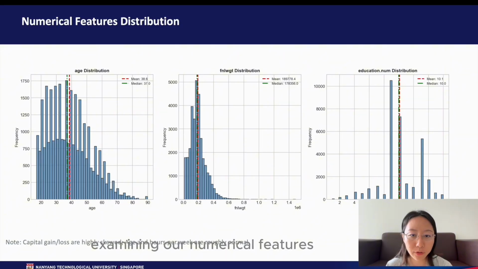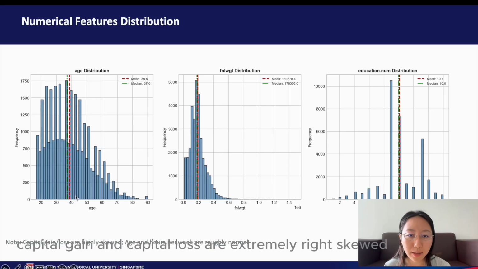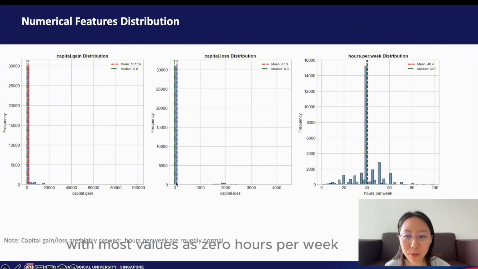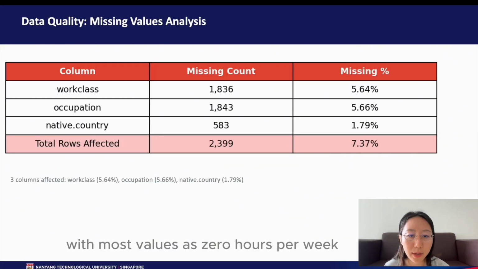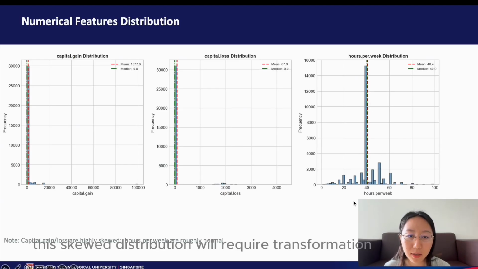Examining our numerical features, we see different distribution patterns. Age follows a roughly normal distribution centered around 38 years. Capital gain and capital loss are extremely right-skewed, with most values at 0. Hours per week clusters around 40, the standard work week. This skewed distribution will require transformation.